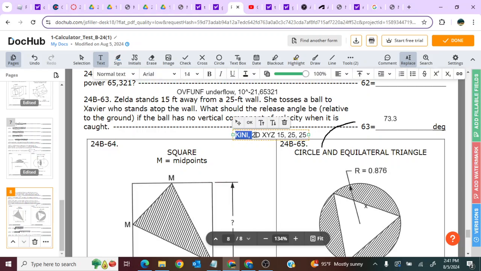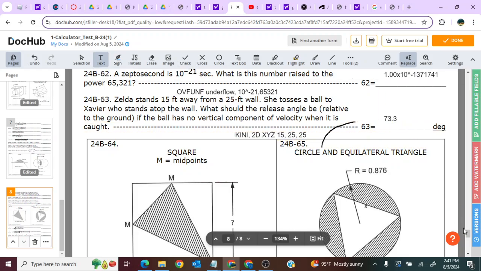Kine, 2D, and then X, Y, Z. This Z is max height for some reason. So it's gone 15 feet, it's gone up 25 feet, and the max height is still 25. Do that, and you get an angle of 73.3 degrees.